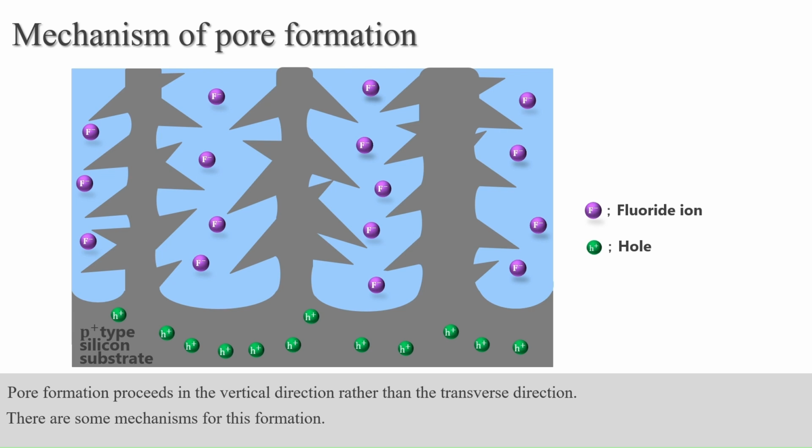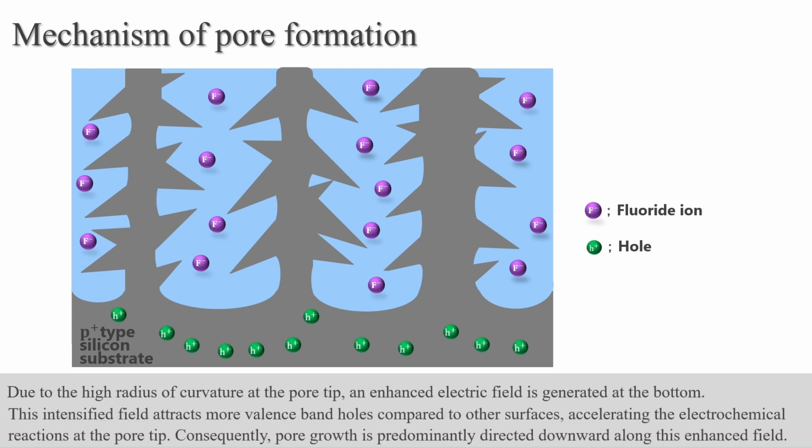Pore formation proceeds in the vertical direction rather than the transverse direction. There are some mechanisms for this formation. Due to the high radius of curvature at the pore tip, an enhanced electric field is generated at the bottom. This intensified field attracts more valence band holes compared to other surfaces, accelerating the electrochemical reactions at the pore tip. Consequently, pore growth is predominantly directed downward along this enhanced field.